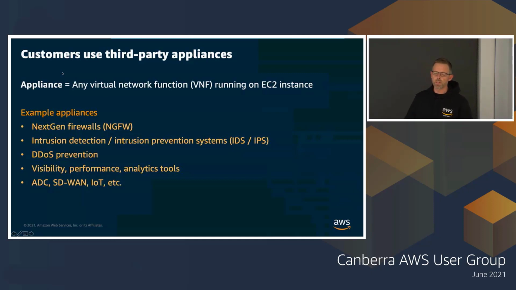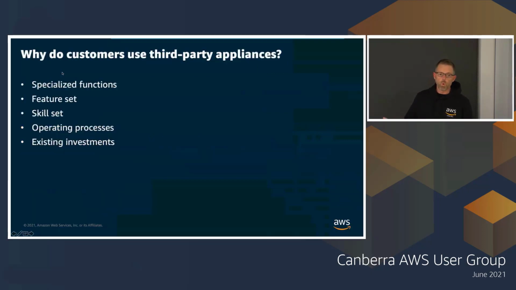And one thing that customers have always asked is, how do we actually get this into AWS, get our appliances working well? And that's what Gateway Load Balancer is about. But first up, why do a lot of enterprise customers use third-party appliances? It's usually around these 5 points.